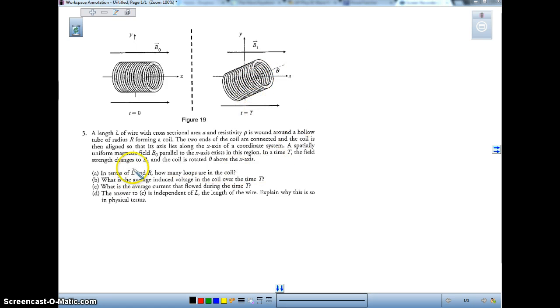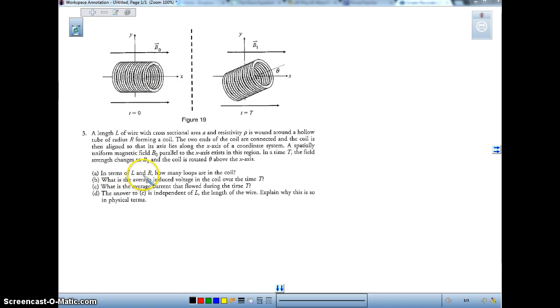So we have a few questions to answer. We have to answer in terms of the terms given: L, R, B naught, B1, T, and rho. So as always, that means that if we have other terms we have to rearrange them to make sure we only have one term. Okay, so let's take a look at the first one.